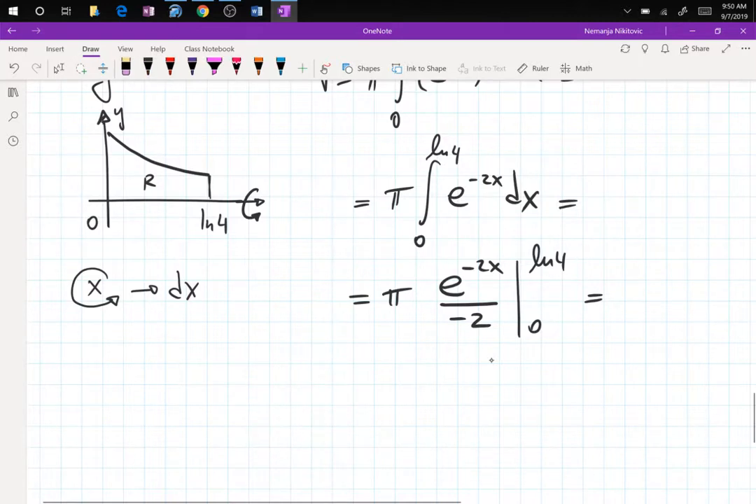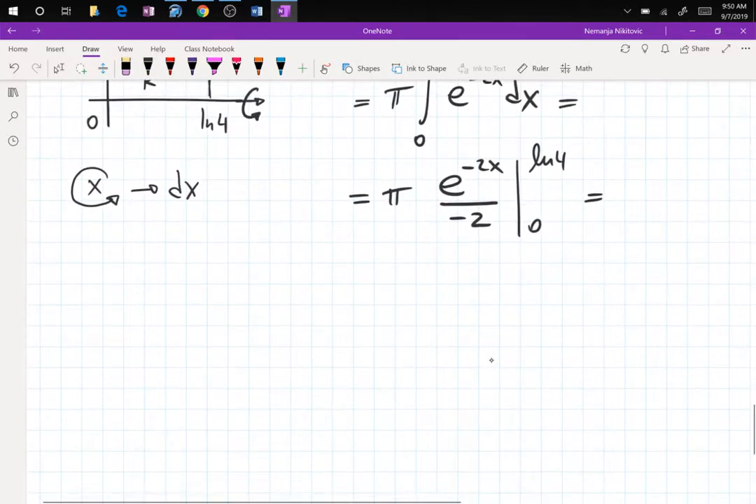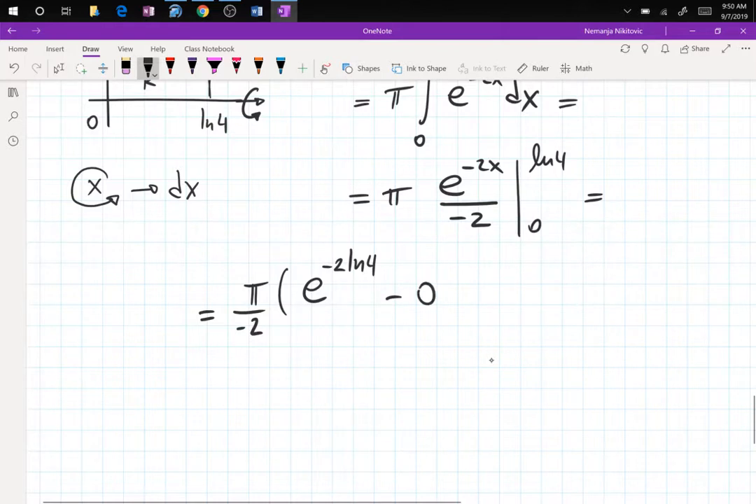So once we integrate, we plug in the numbers. I'm going to kick out the negative 2 and put it on the pi, because it's going to be there for both of these. This time we have to plug in 0. What's e to the 0? 1, right? So we can't ignore it. So we have e to the negative 2 ln 4 minus e to the 0, which is 1. This is negative pi over 2.